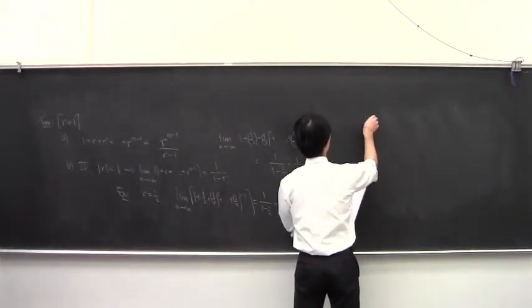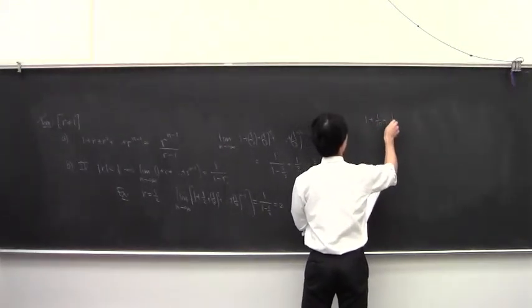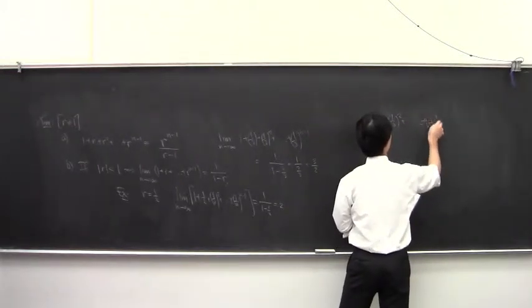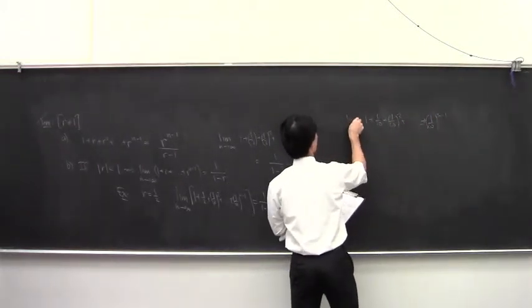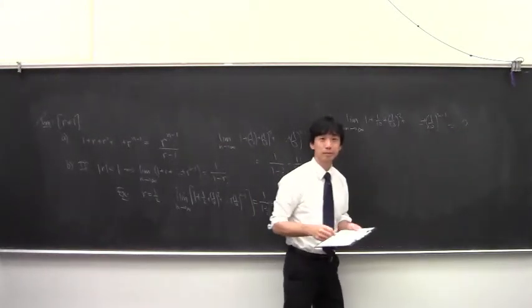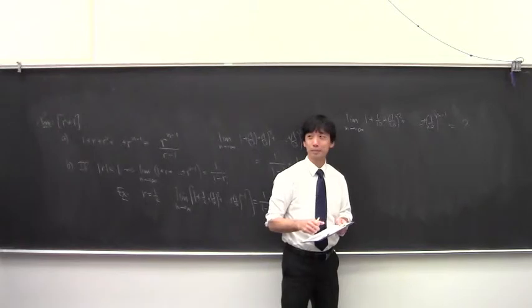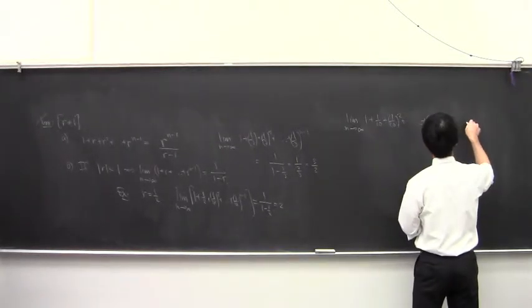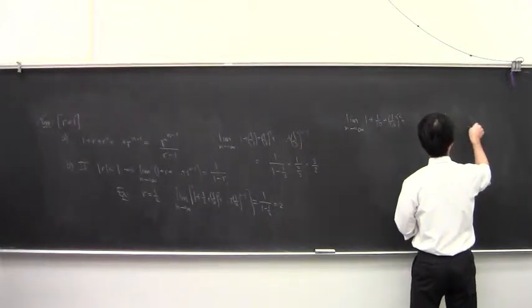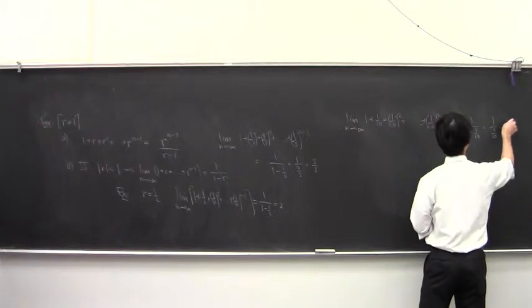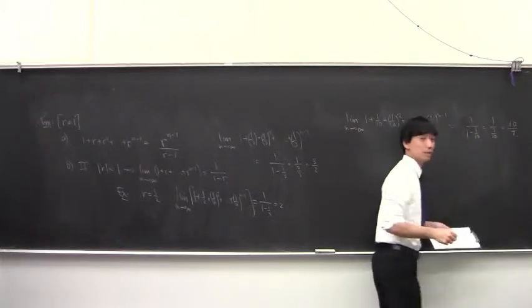Okay. If I ask you, what is 1 plus a tenth plus a tenth squared plus etc. as n goes to infinity, what is it? 10 over 9. It's going to be 1 over 1 minus a tenth, like 1 over 9 tenths. Let's just say 10 ninths.